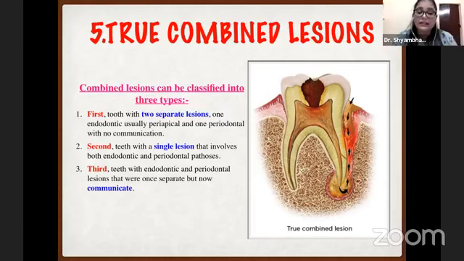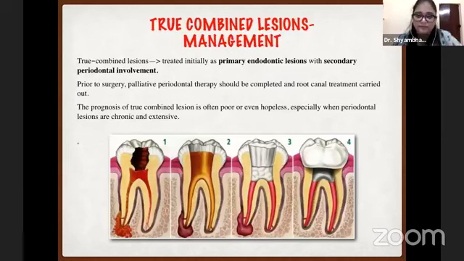So theoretically, true combined lesions can be divided into three categories, but clinically it is impossible to understand which lesion came first, which came second, and what happened when. When the patient presents to you, there will definitely be periodontal loss, periapical abscess, as well as endodontic access and pulpal damage. So everything will be seen together.